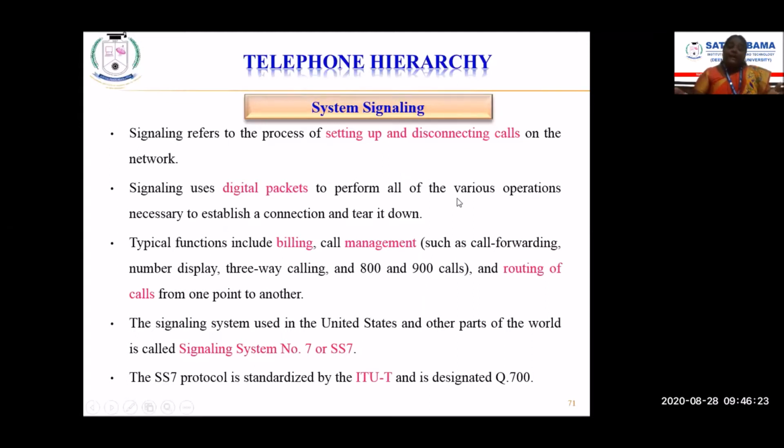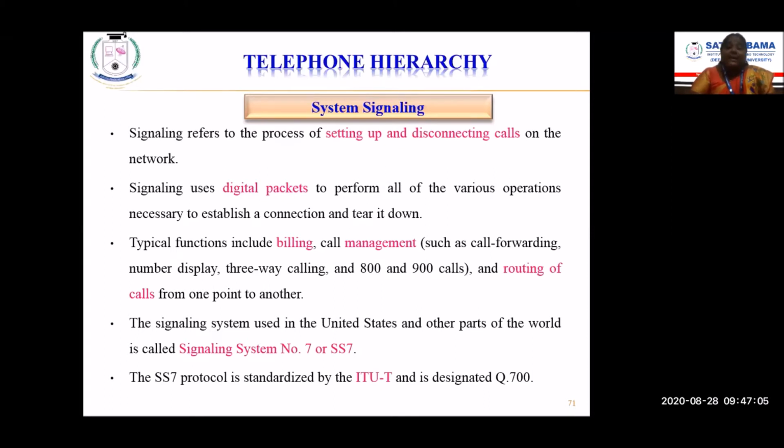We all know that the signal, the voice call, whatever we are making, will be transmitted in the form of data packets or digital information. So we need to follow standard protocols. Okay. So the signaling uses digital packets to perform all the various operations necessary to establish a connection and to cut it off. Typically, all these functions, including the billing, call management such as call forwarding, number display, that is caller identification, three-way calling, and whenever we want to make conference calls, group calls and 800 to 900 calls, and routing calls from one point to another.